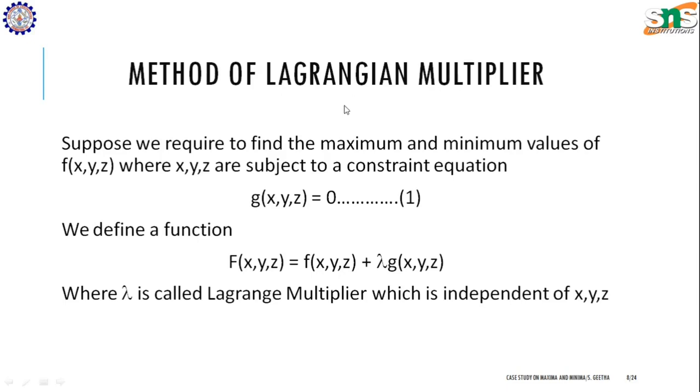Next, method of Lagrangian multiplier. Suppose we require to find the maximum and minimum values of f(x, y, z), where x, y, z are subject to a constraint equation g(x, y, z) equal to 0. Keep this as equation 1. We define a function capital F(x, y, z) equal to small f(x, y, z) plus lambda into g(x, y, z), where lambda is a Lagrangian multiplier which is independent of x, y, z.